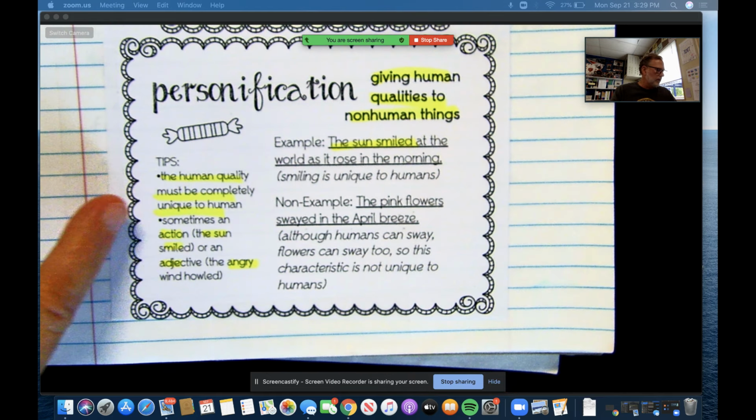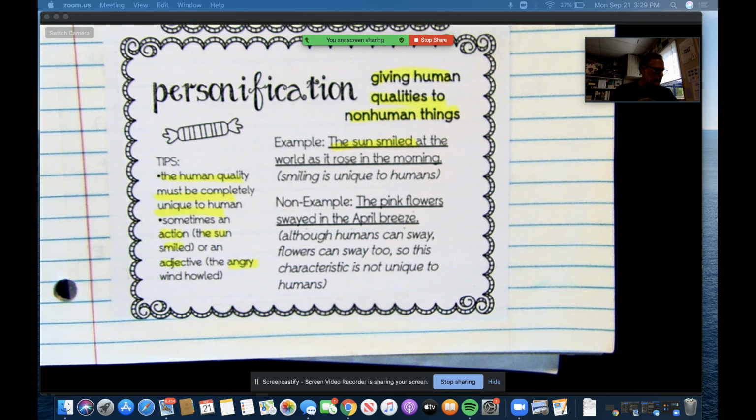And that's what it says here. The human quality must be completely unique to the human, and sometimes an action like the sun smiled or the adjective, the angry wind howled. It can be an adjective as well. When you put the angry wind, well, wind cannot be angry. That becomes personification. Okay?